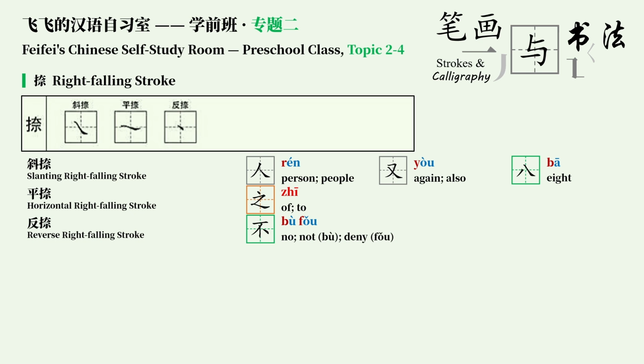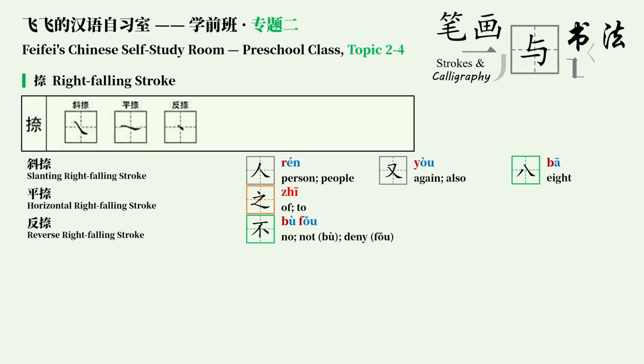Here we are learning Phase 4 of Preschool Class Topic 2, Strokes and Calligraphy. In this lesson, we will focus on 捺, right fallen stroke, a key stroke that pairs with the left fallen stroke, 撇, to form the wings of Chinese characters. It extends downward to the right, balancing the left fallen stroke and giving characters a stable and elegant structure. A well-written right fallen stroke can make Chinese characters look open and lively.